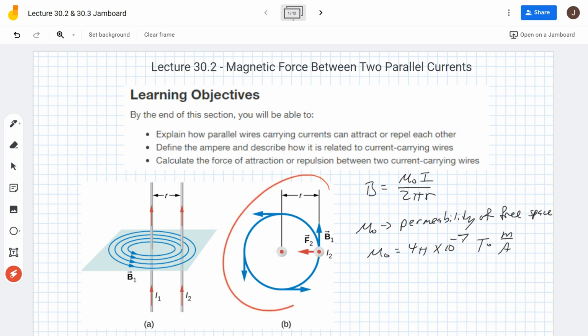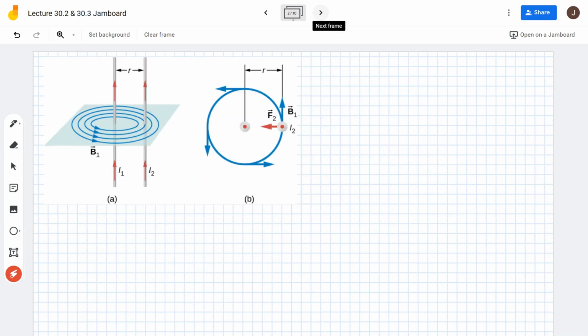The second picture over here just shows you a top-down view, a bird's eye view of the situation. If you're looking down these two wires, you have I1 here, you have I2 there, and you can see that the magnetic field is being produced by I1, and it's hitting I2 right here. So it's perpendicular to the direction. We're going to talk about what that force is going to look like on the next page. I just took that same image and copied it over to our second page.